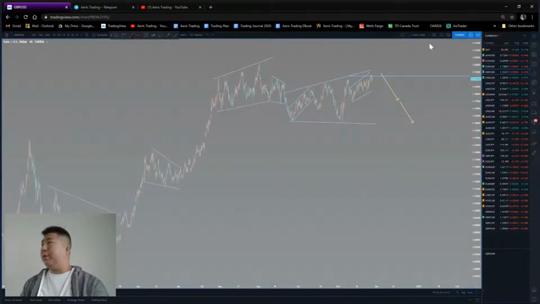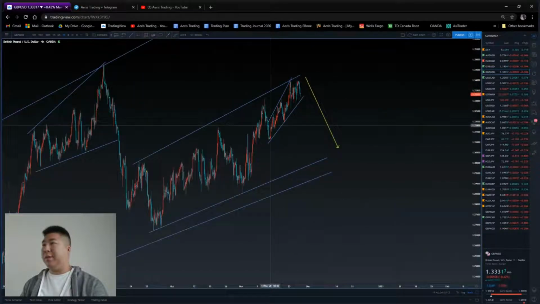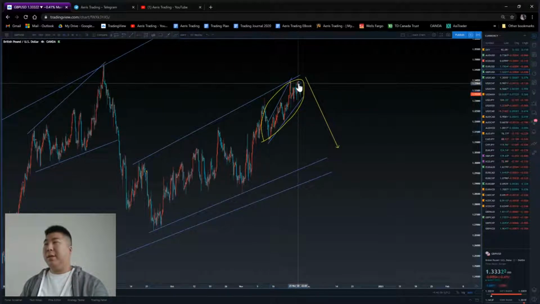Okay, so that's Euro dollar. Let's go into pound dollar. Pound dollar is also shaping up. As you can see, most of these prices are in the same kind of style, right? You can see this ascending reversal structure. You're seeing them across the board.